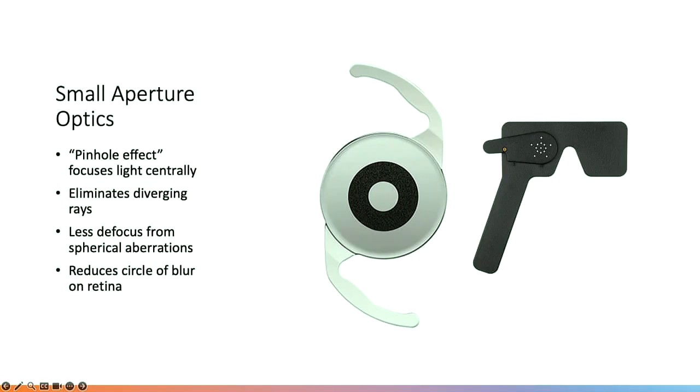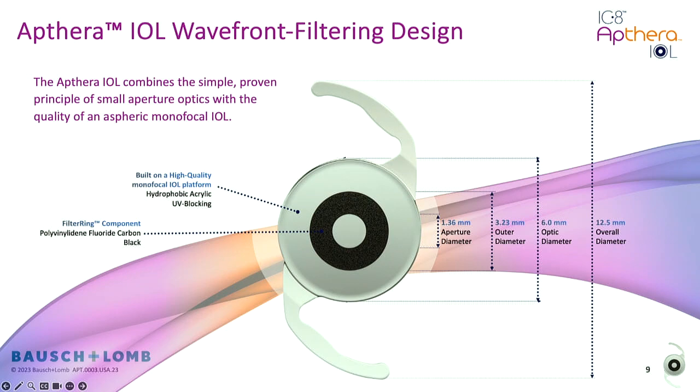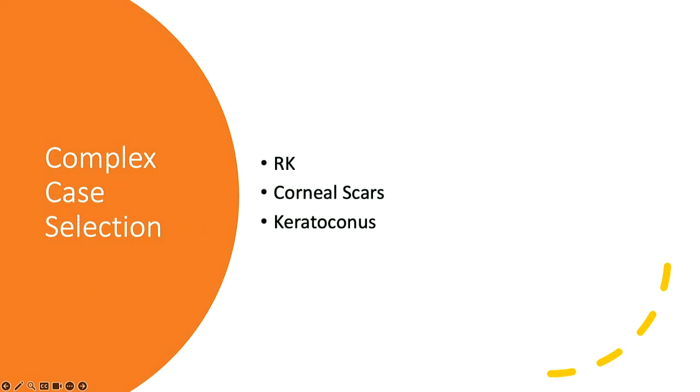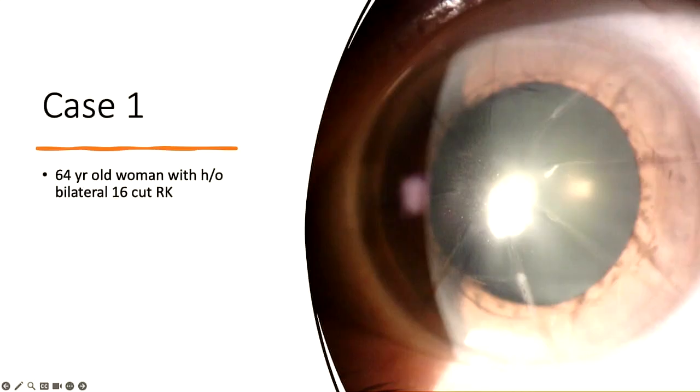We've already been through the small aperture optics and what the lens looks like with that filter zone, so I will just go through there. Complex case selection: it is my go-to lens. The small aperture lens is my go-to for RK, and I actually do use it bilaterally in patients, not just unilaterally. Also select cases of corneal scars as well as for keratoconus.